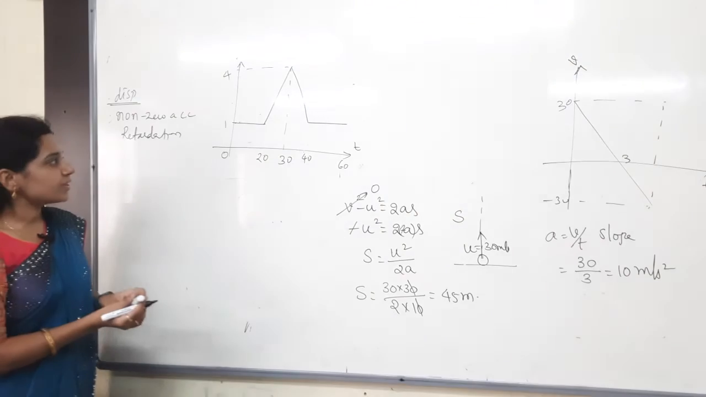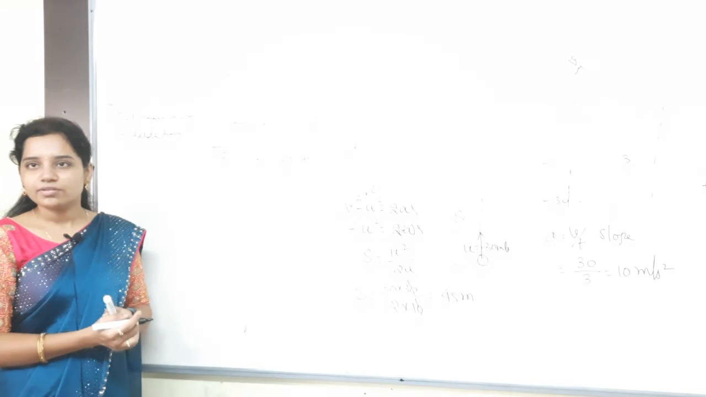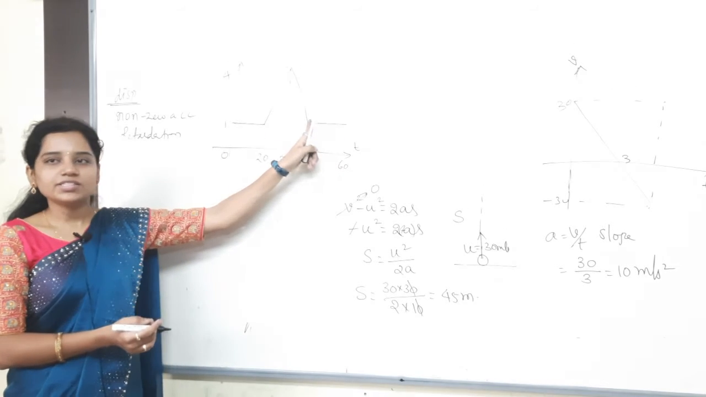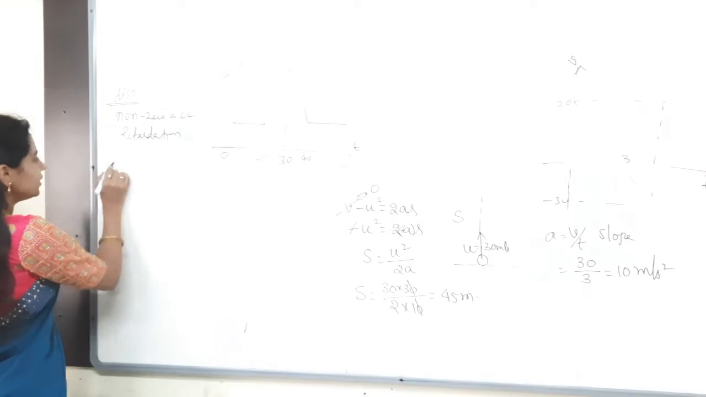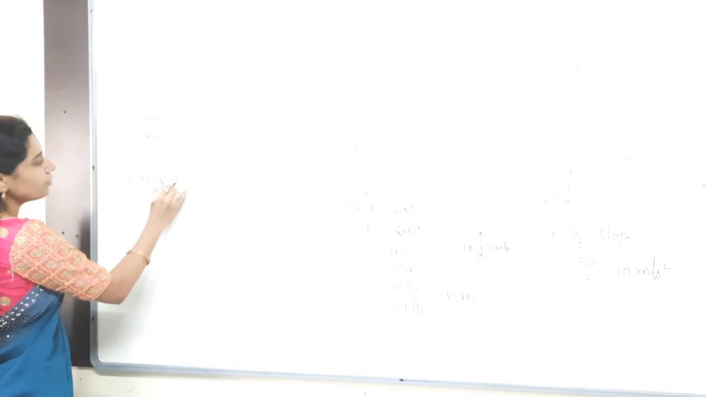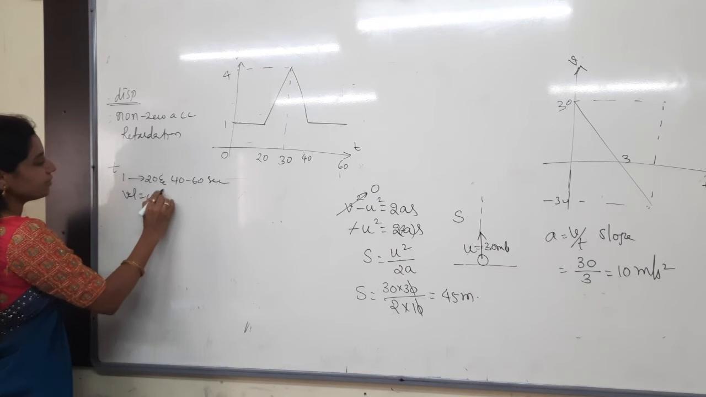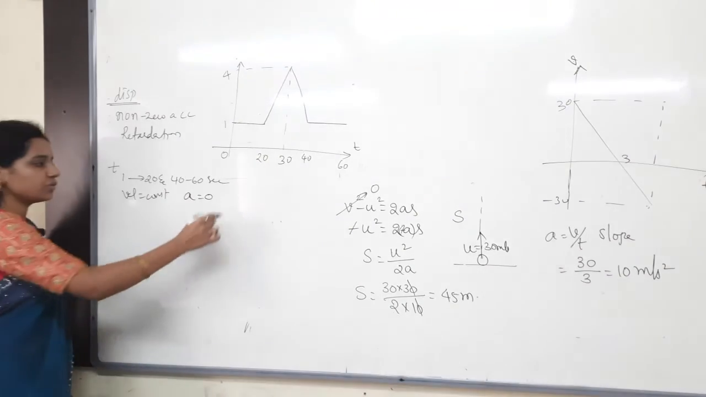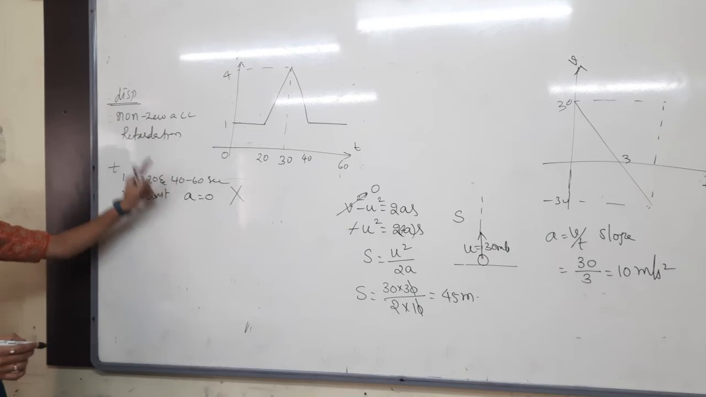So here, non-zero acceleration. Where can the acceleration be 0 in the graph? Tell me that. 1 to 20, 40 to 60. What is the reason? Velocity is constant. From time 1 to 20 seconds and 40 to 60 seconds, velocity is constant. Whenever the velocity is constant, what happens? Acceleration is 0. You should not take that. Why? Because they mentioned clearly non-zero acceleration and retardation.